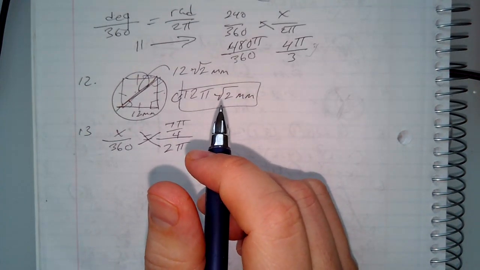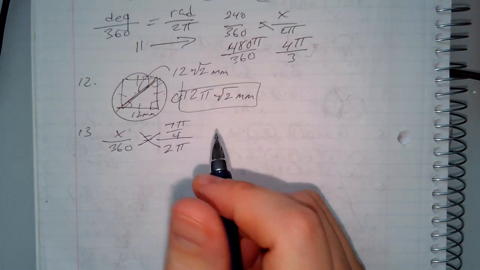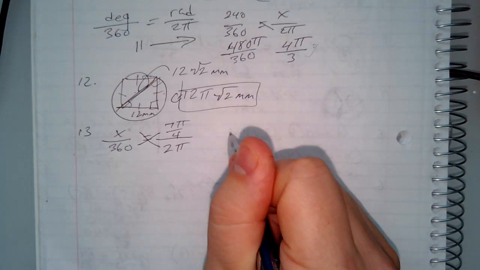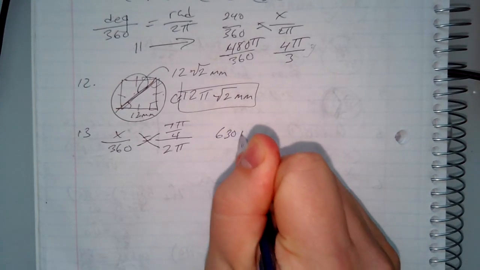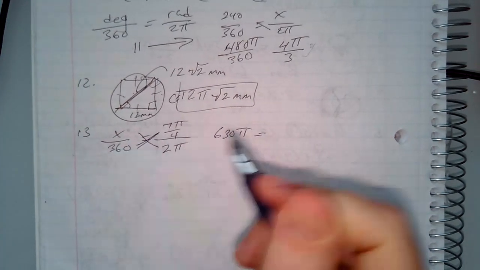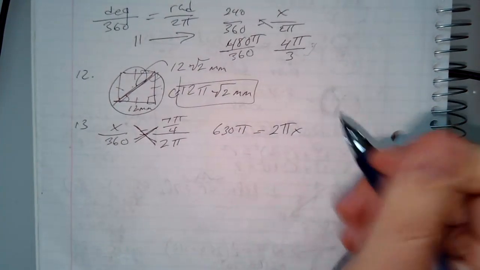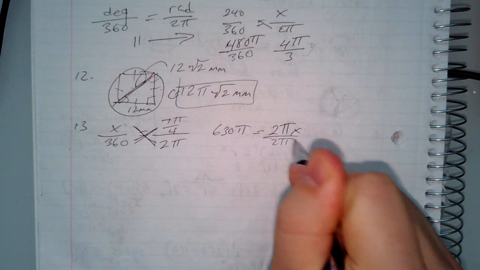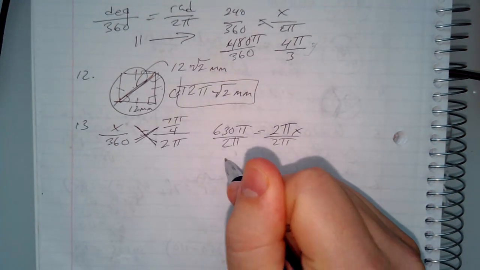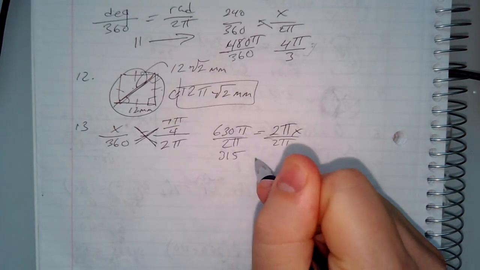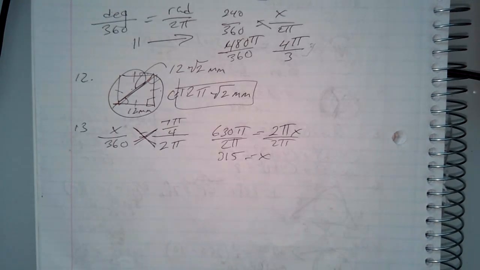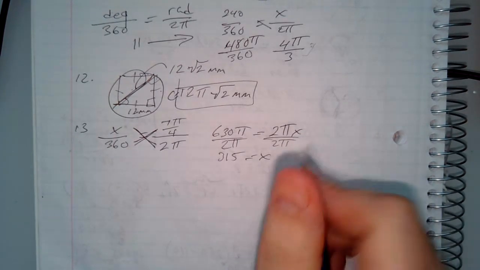7 times 360 divided by 4 is going to give me 630 pi. So we have 630 pi, that's what this is, times 2 pi x. And we're going to divide both sides by 2 pi. And we're going to get 315 is equal to x. So 315 degrees.